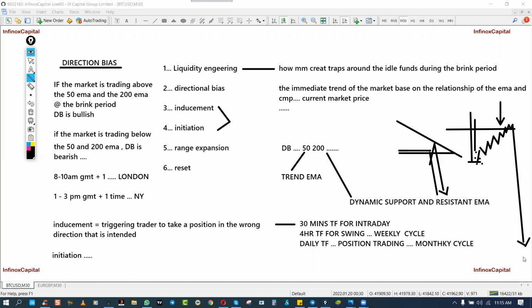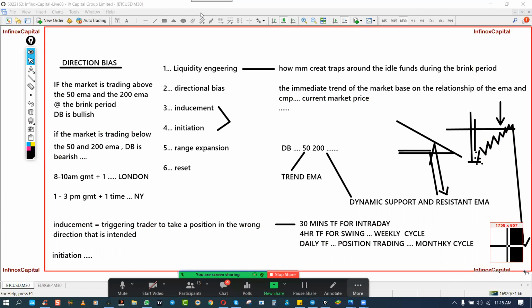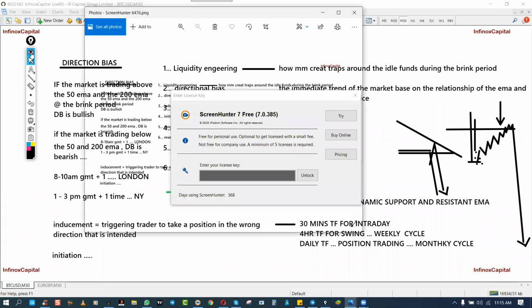These are the various liquidity engineering that happens in the London time frame. Now let's keep range expansion and reset until we get a clarity of this inducement and then initiation on our chart. So I'm going to take a little bit of screen grab here, and I'll put this as a screenshot in the general group.